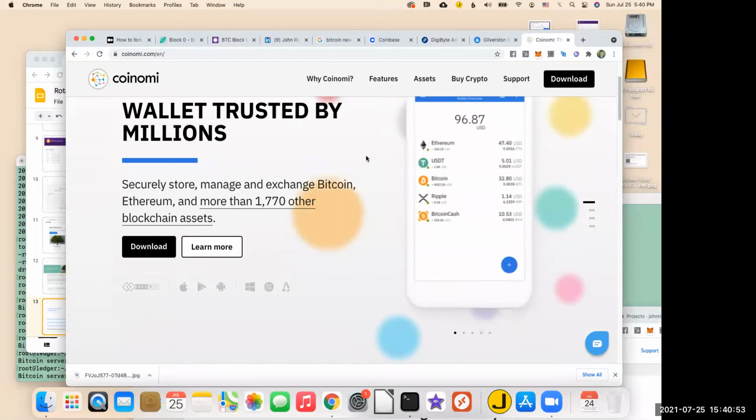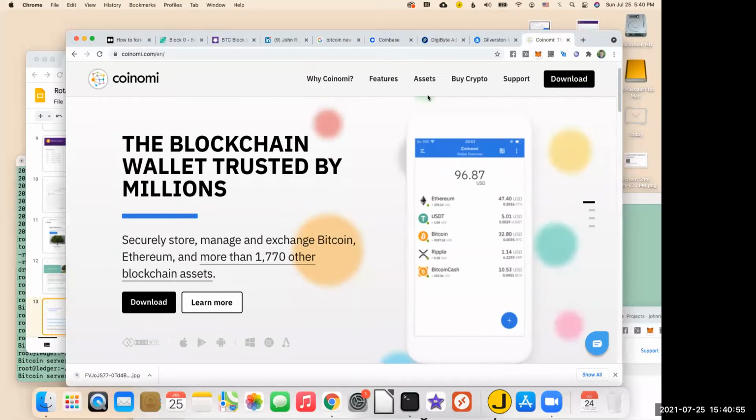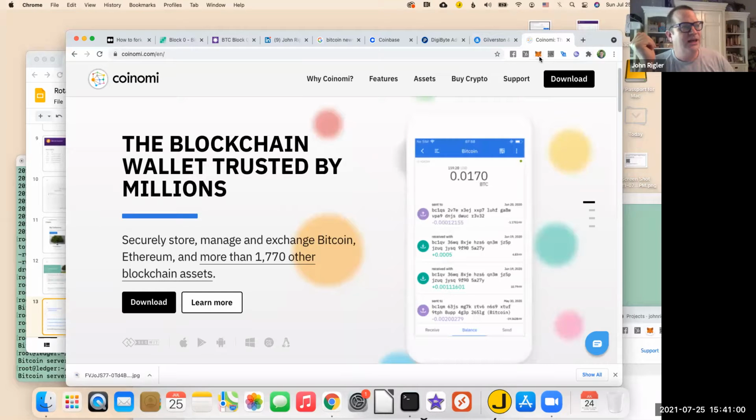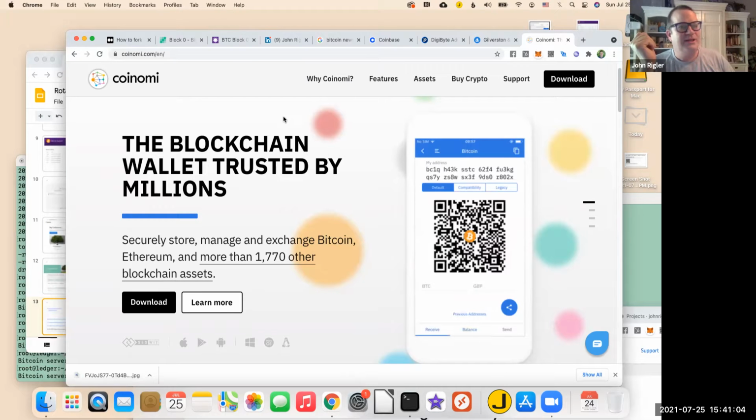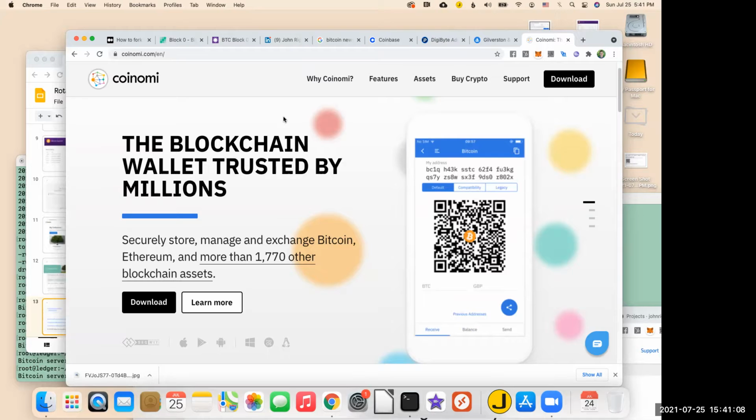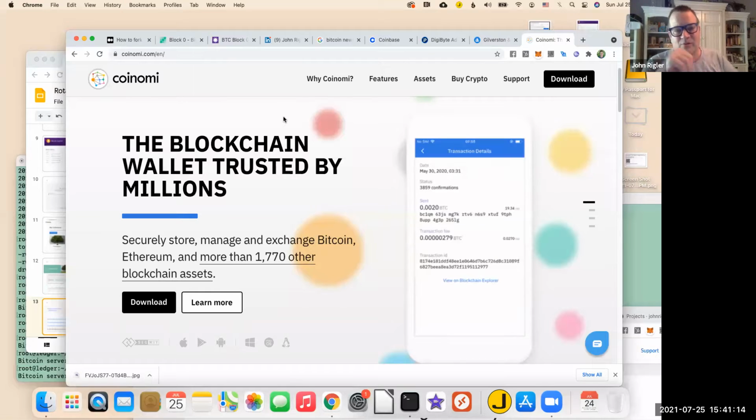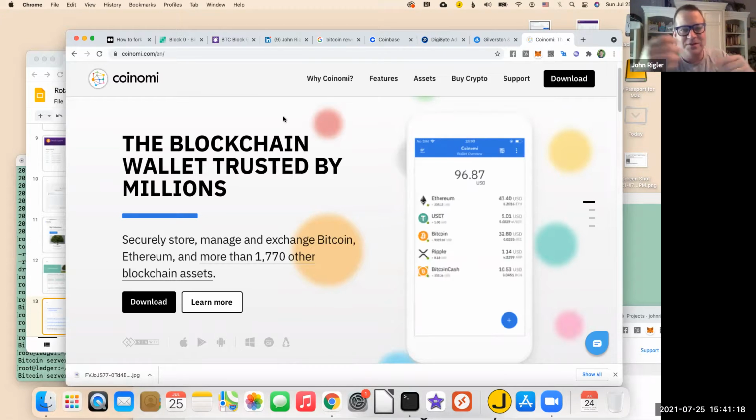Yes, yes, John. 12 words as in 12 characters? No, it's usually like 12 random words, like strawberry, baseball. You know, it comes up with them, right? Okay, got it. And just with those 12 words in that specific order, there's billions of possibilities, right?